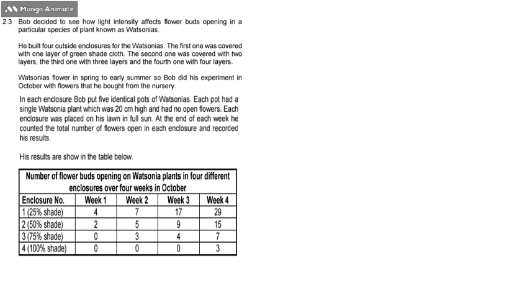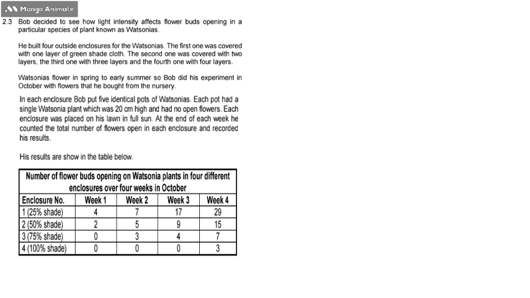This is the table: the number of flower buds opening on wasonia plants in 4 different enclosures over 4 weeks in October. You can see the enclosure number: 1, 25% shade, 2, 50% shade, 3, 75% shade, 4, 100% shade. Then I've got week 1, week 2, week 3, week 4. So how do you read this table? How can you get the information from this table?